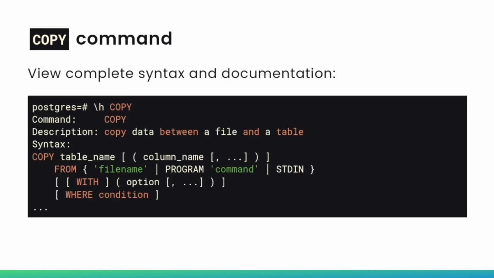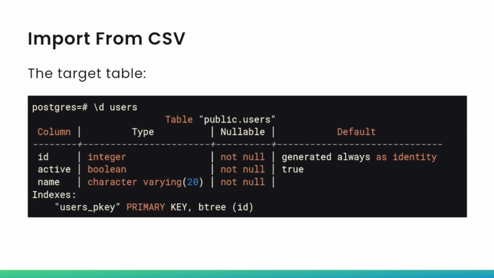So first of all, as I promised in the beginning, PSQL comes with a very nice help system. So we can start by issuing \h copy and get the entire syntax for the copy command. So let's start with an example. We have this target table called users, right? \d users. We created that table in the previous videos. We have id, active, and name.